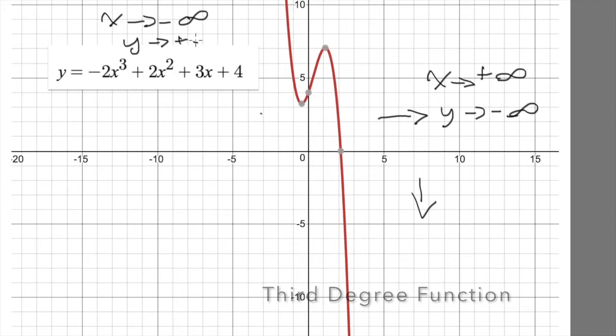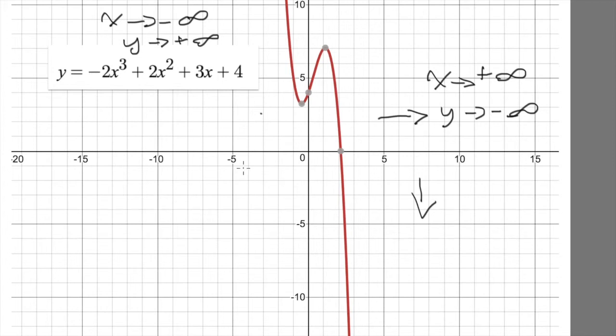So as x gets bigger and bigger, what we notice with this one is that y gets smaller and smaller. This makes sense because if x is 5, 5 cubed is 125, and then 125 times negative 2 is going to be negative 250. So as x gets bigger and bigger, y gets smaller and smaller.